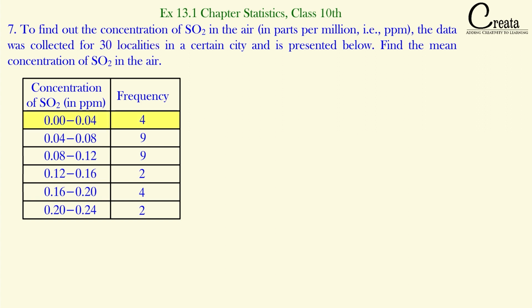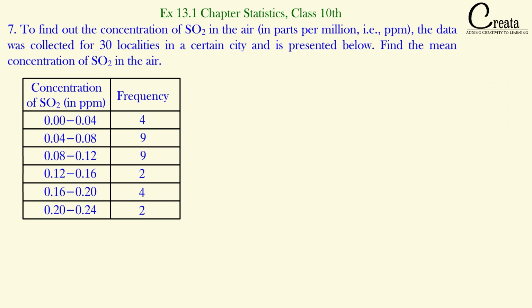For example, in 4 localities, the concentration of SO2, the gas, is 0.00 to 0.04. So here frequency is the locality. Next, in 9 localities, the concentration of SO2 is 0.04 to 0.08. Similarly, the other ranges are given. And in this question, we have to find the mean concentration of SO2 in the air. Very simple question. Let's approach the question.